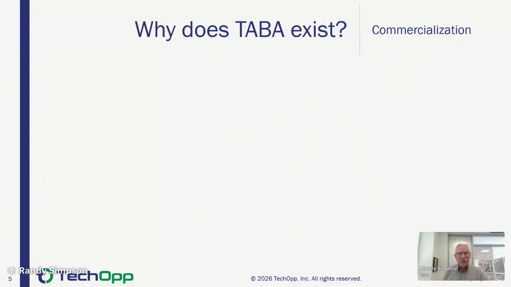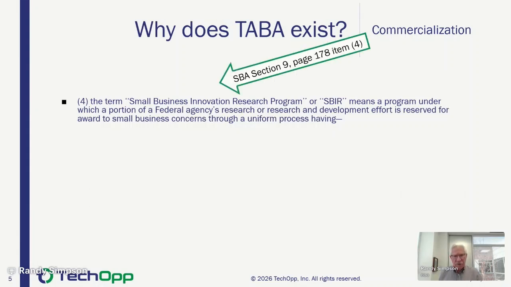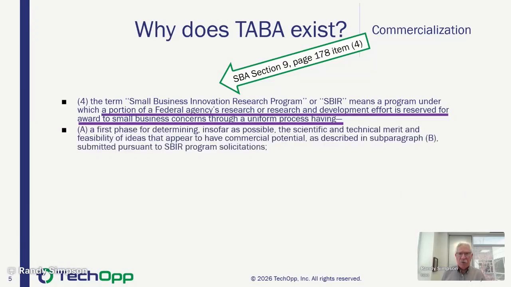So why TABA? Why does it exist? Well, one of the primary reasons it exists is commercialization. From the Act, the term Small Business Innovation Research Program is defined here. This is from the Small Business Act, Section 9, page 178. A portion of each federal agency's research or R&D effort is reserved for award to small business concerns through a uniform process. The process is in Phase 1 to determine scientific and technical merit and feasibility of ideas that appear to have commercial potential.